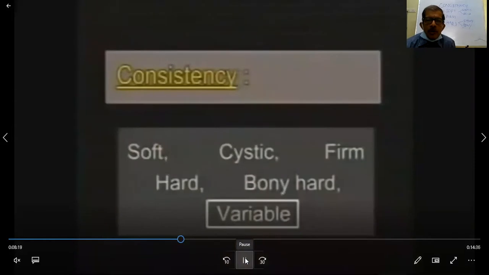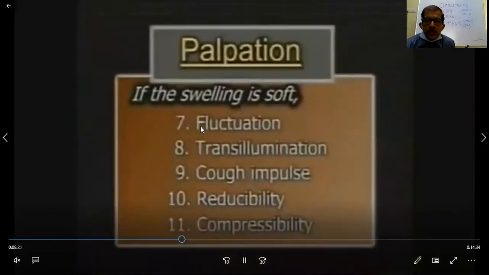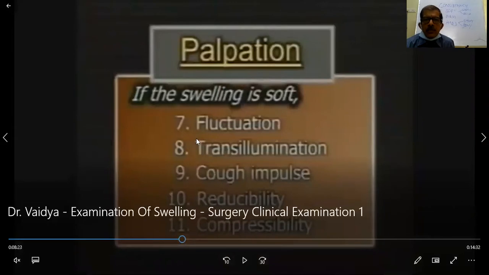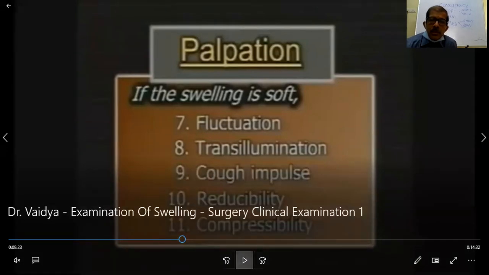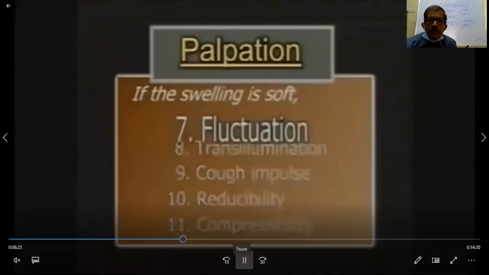Now, once the swelling is soft, you have to do, apart from the fluctuation, other tests. So these are the tests which you have to do. Whenever the swelling is soft, you have to demonstrate fluctuation. This is very, very important. Before doing fluctuation, what you have to do is you have to fix the swelling. That is very, very important. That's what he is demonstrating. You please see carefully the video.